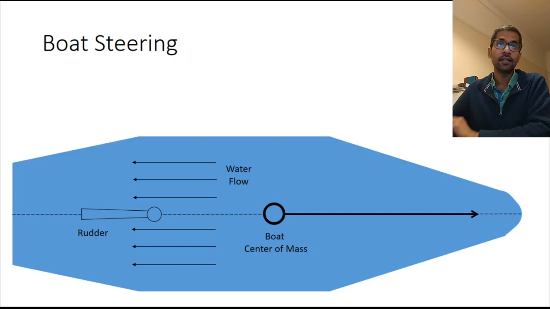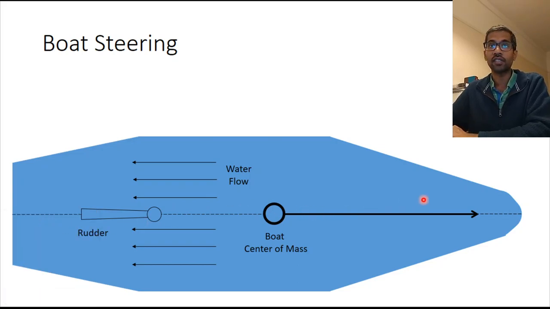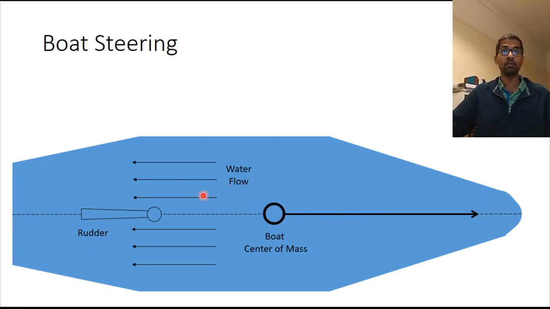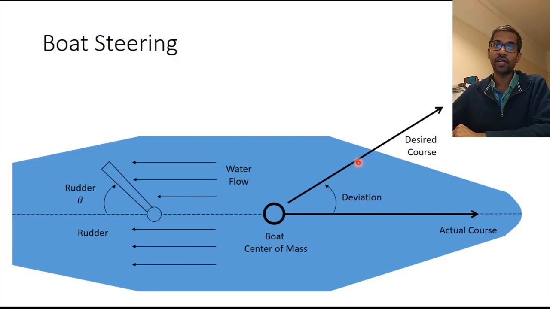How does the rudder work? To see that, just imagine that if the boat is moving in the horizontal direction, that is, if it is moving in this direction, the water with respect to the boat is moving in the backward direction, right? Now, if your desired course is different from the direction in which the ship is moving, so you want the ship to turn to a certain angle, what do you do? What you do is you turn the rudder.